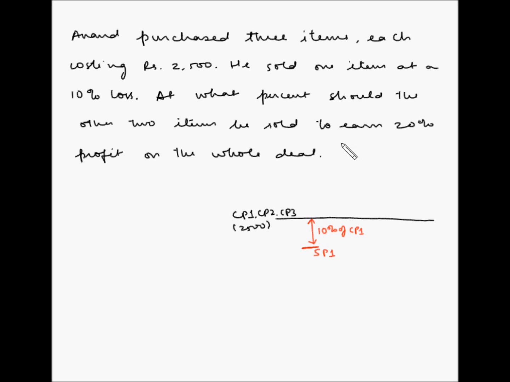Now the idea originally for Anand was to earn a 20% profit on the whole deal. So what that meant is the first item would be sold at 20% profit. The second item would be sold at again 20% profit. And the third item would also be sold at 20% of CP3. So this would be SP2 and this would be SP3.